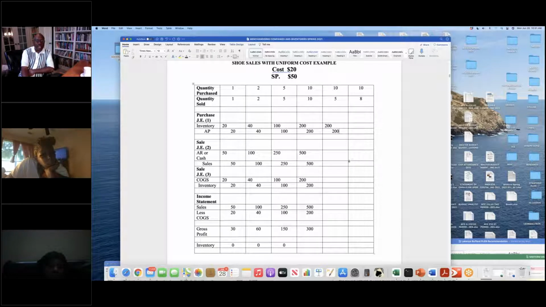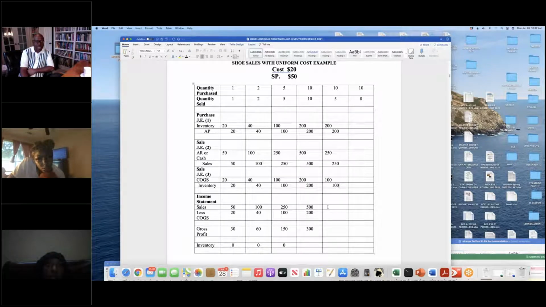But we only sold 5, so how much money do we get? 250. We're getting $250 because we only sold 5 pairs of the shoes. So what's our cost here going to be? $100. Why is it 100? Because we bought 200. But 100 is correct because we only sold 5 pairs of the shoes.